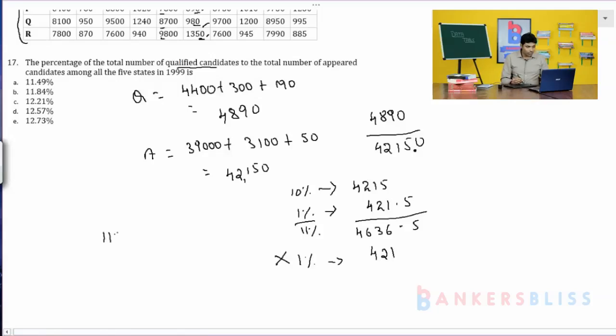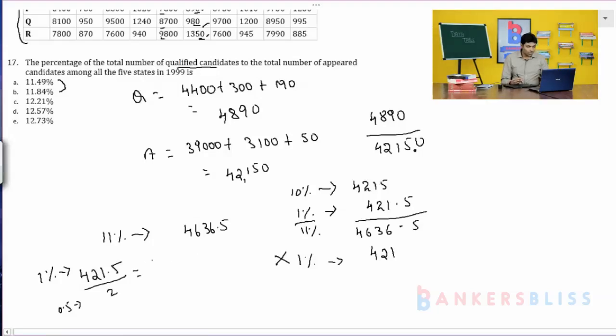Okay, so 11%, how much did you get? 4636.5 you got. Next, see here, you observe under the 11% you have two options, that is 11.49 and 11.84. You calculate 0.5% and you add. If you get more value, then definitely the answer is 11.49. If you get less value, then definitely the answer will be 11.84. So you calculate 0.5%. See here, what is the value of 1%? 10% is 4215, 1% is 421.5. Therefore, 0.5% is equal to 421.5 divided by 2.